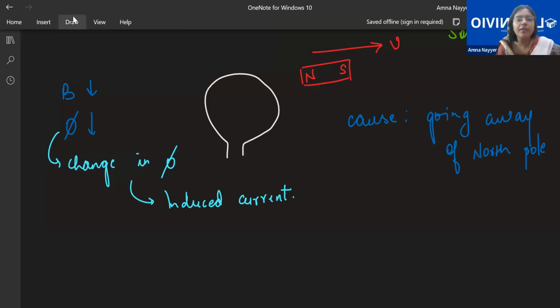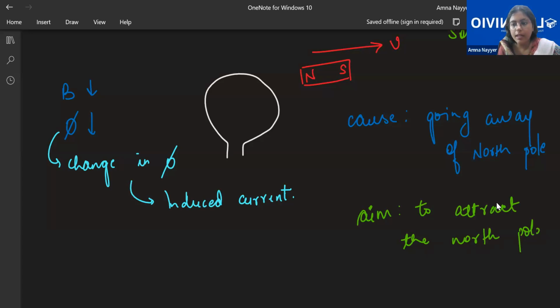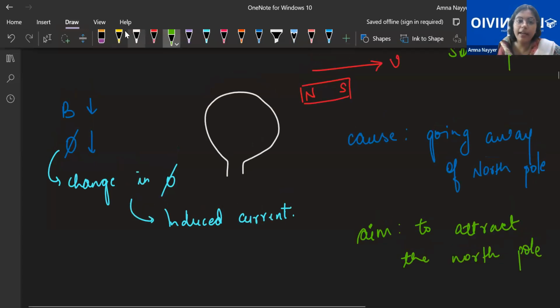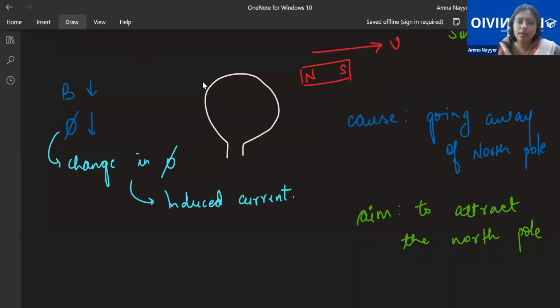Okay. So see, coming to the aim. What will the aim be now? To bring it back. Bring it back means to attract the North Pole. Otherwise the work will be disrupted. So to attract the North Pole. Now North polarity can only be attracted by south polarity. So this will develop South polarity, and that will again lead to the direction. What is the direction here? Clockwise.